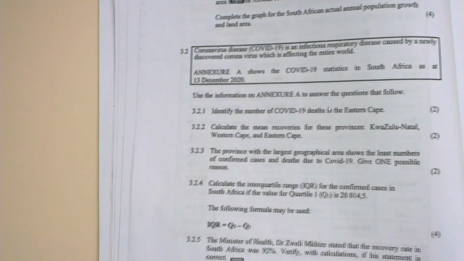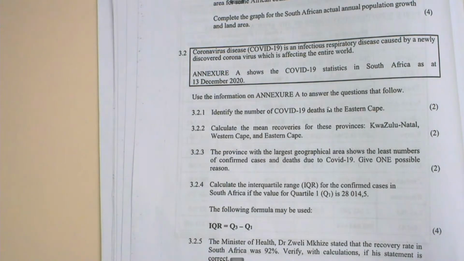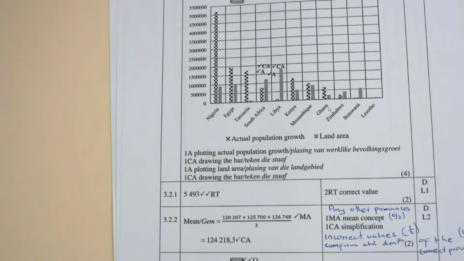Right, 3.2.1. It says identify the number of COVID-19 deaths in the Eastern Cape. And the answer should be 5,493. It's an RT, 2 marks.